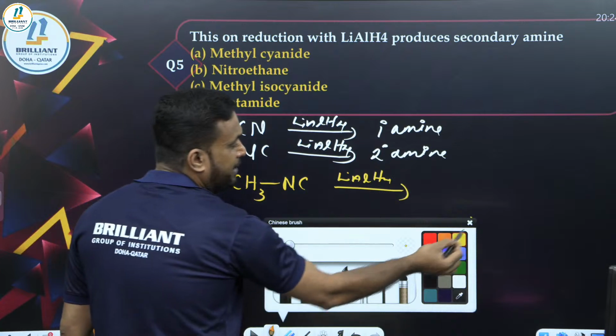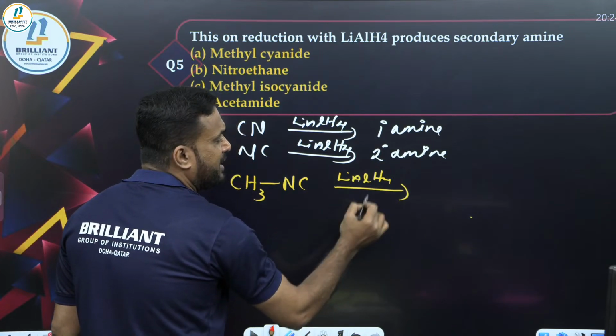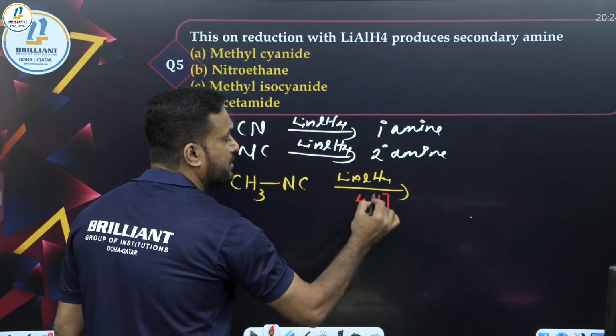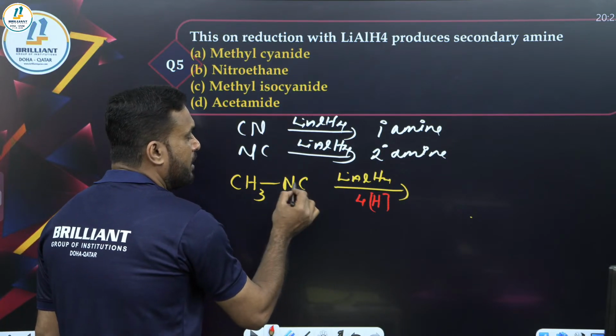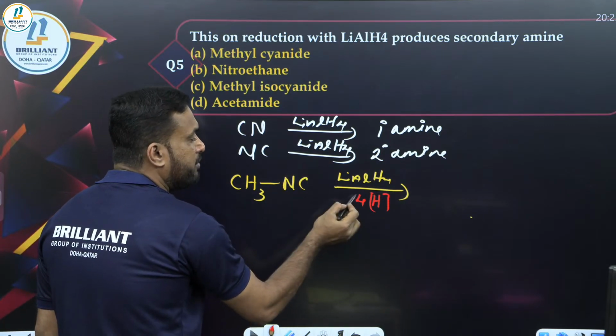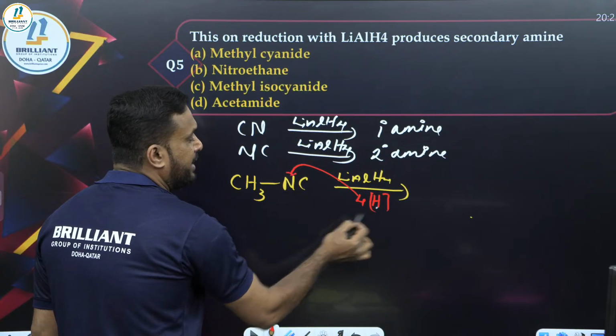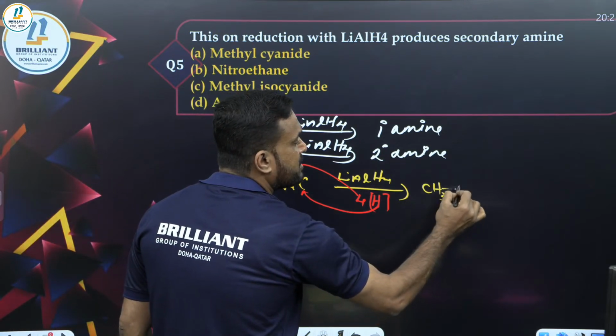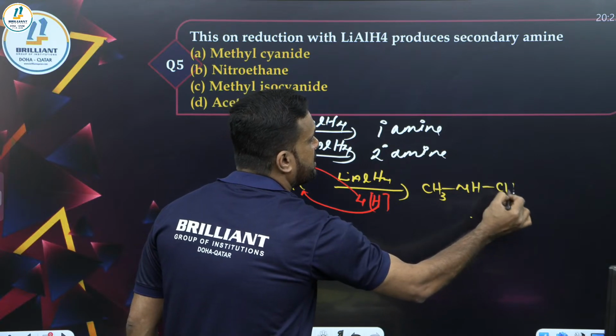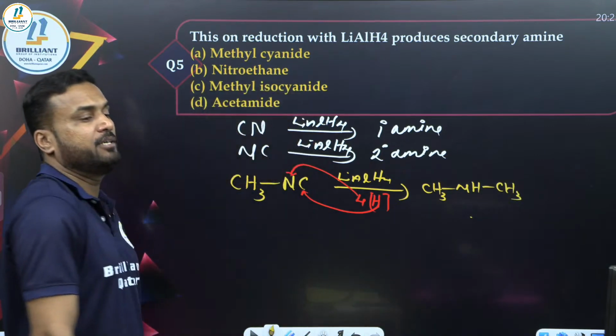So I gave the idea. Whenever lithium aluminium hydride is there, you can write 4 hydrogen, same as in the Clemmensen reduction. Here there is a triple bond. Among the triple bond, 2 bonds will break, 1 hydrogen will go to nitrogen and 3 hydrogen will go to carbon. Then you will get the corresponding secondary amine, CH3NHCH3.